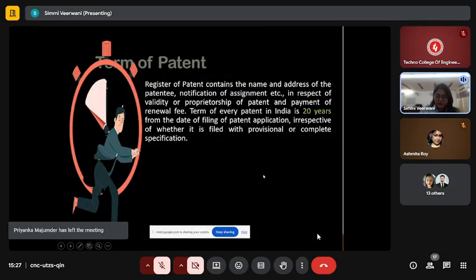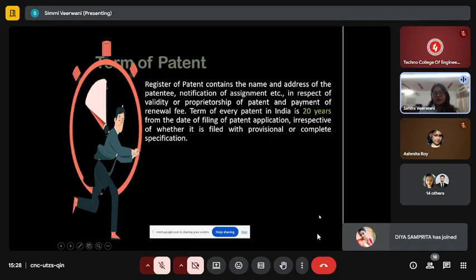Now let us see the term of the patent. The register of the patent contains the name and address of the patentee. After the application is granted, a registration certificate is issued by the patent office, which specifies the name of the applicant and everything, the name of the invention, the date, and it also specifies the term of every patent in India, that is 20 years.